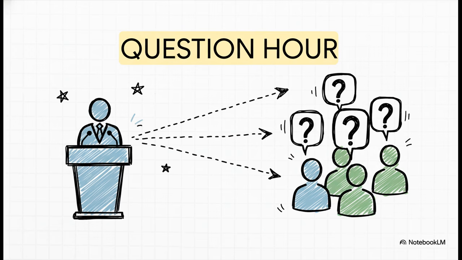And one of their most powerful tools is something called the question hour. During this time, any member of parliament can stand up and ask the ministers questions about their work. And the ministers have to answer right there, in front of everyone. It's a fantastic way to make sure the government is accountable to the people.